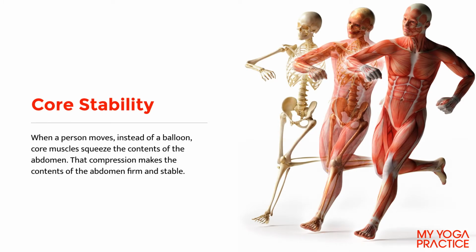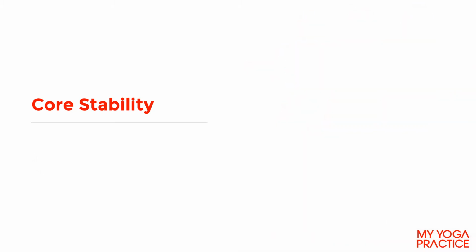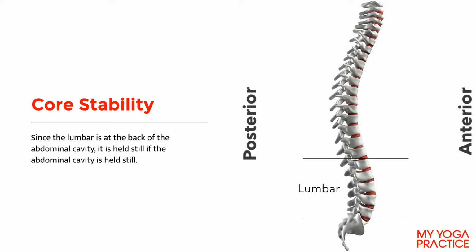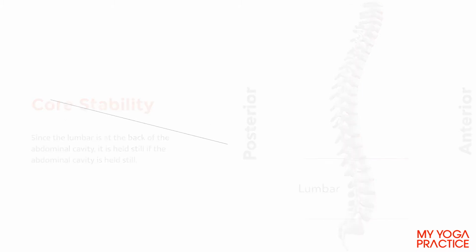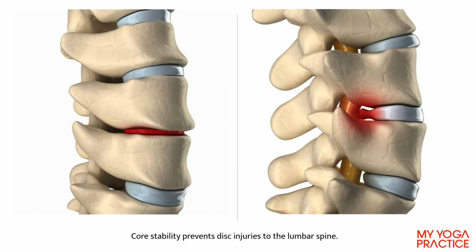When a person moves, instead of a balloon getting smaller, the core muscles squeeze the contents of the abdomen inward. That compression makes the contents of the abdomen firm and stable. And because the lumbar spine is at the back of the abdominal cavity, it is held still if the abdominal cavity is held still. And we do that with this core stability work of the wall of muscles that surrounds the entire abdomen, front, back, and sides. And core stability prevents disc injuries to the lumbar spine.